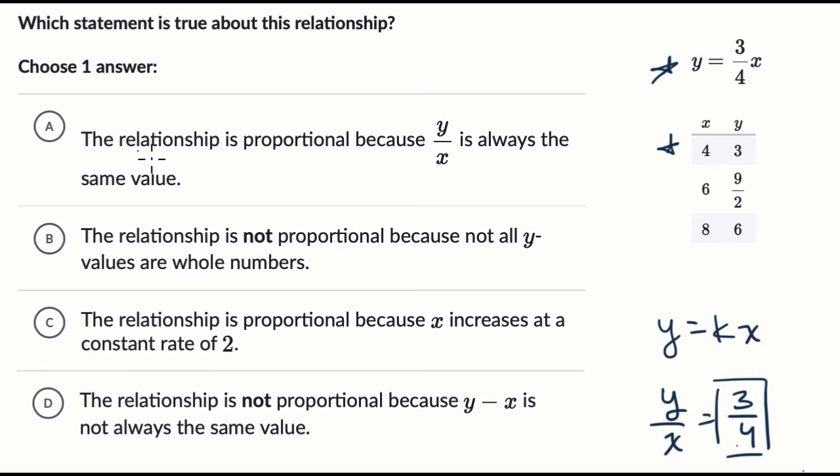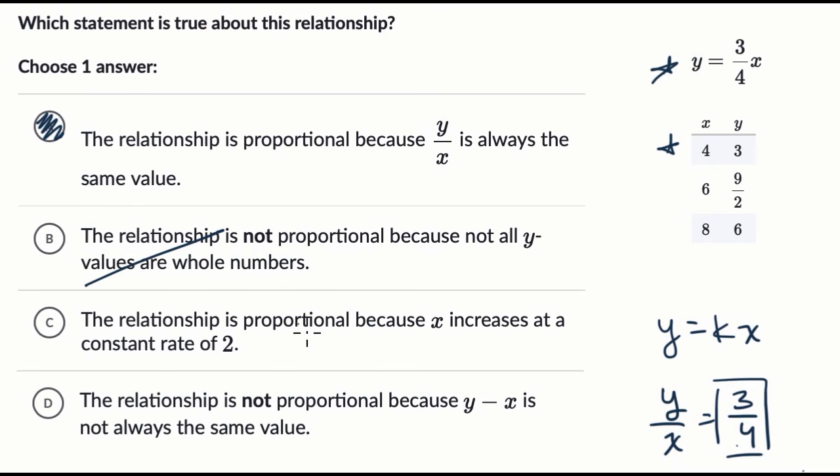So choice A, the relationship is proportional because y over x is always the same value. Yes, that is true. And that same value is always 3/4. So I like this one. And none of the other ones should be right. But let's see, the relationship is not proportional. No, it is proportional. So let's just cross that out.